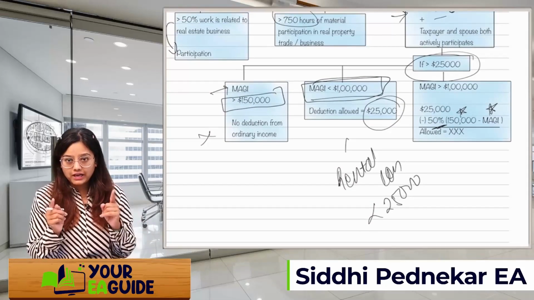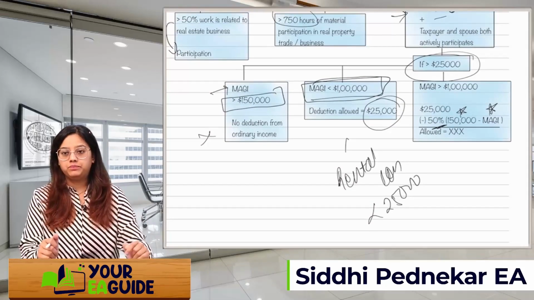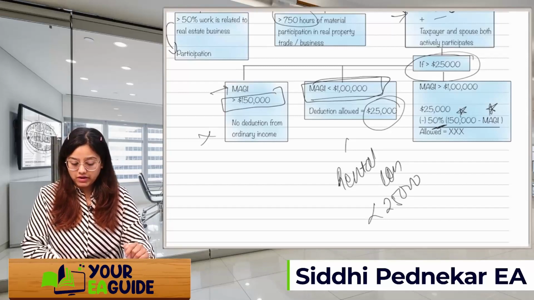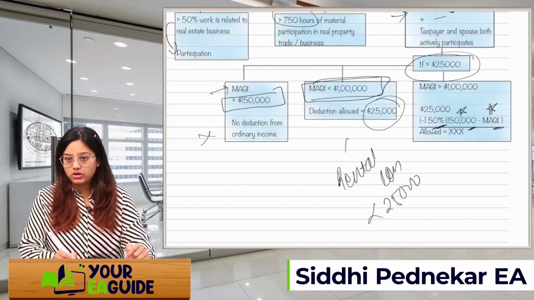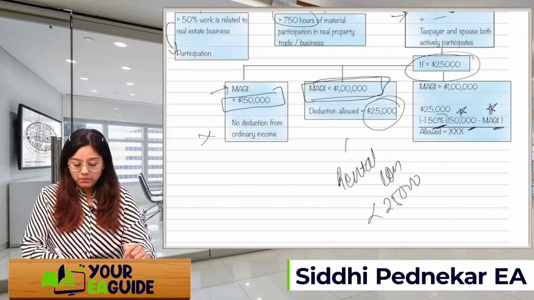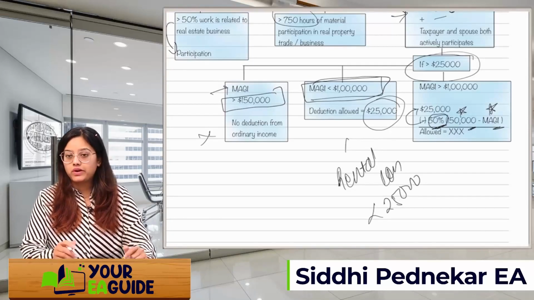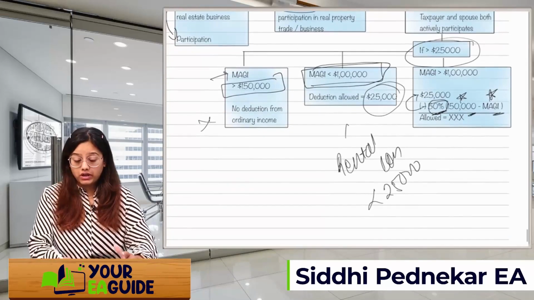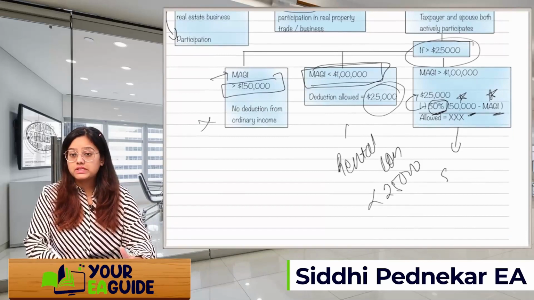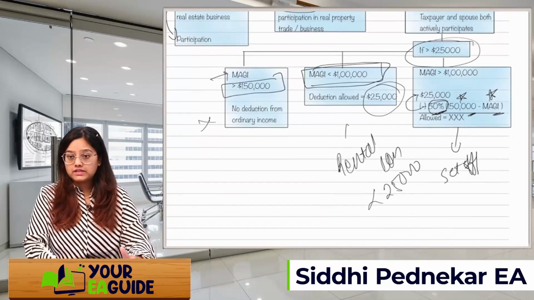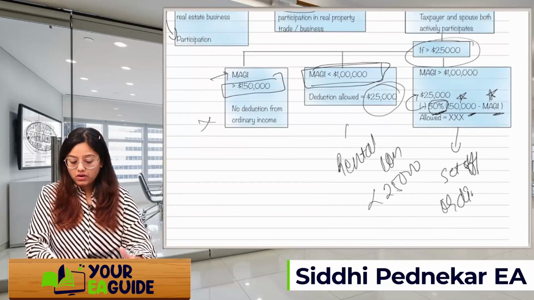What if your modified AGI falls between 1 lakh and 1 lakh 50? You will take 150 minus whatever is your modified AGI. You will take 50% of it and reduce the 25,000 by this amount, and whatever amount remains will be allowed to be set off against your ordinary income.